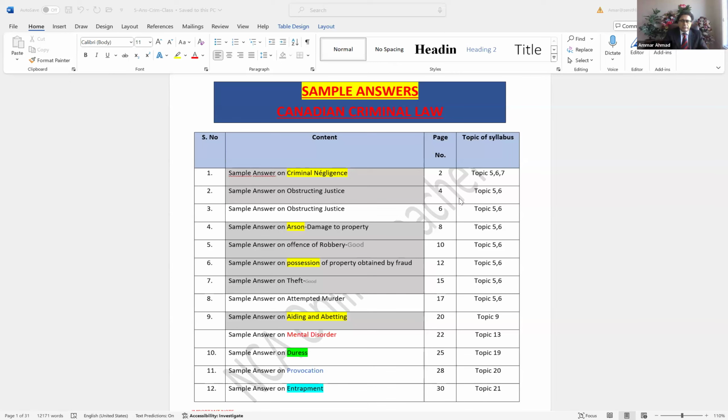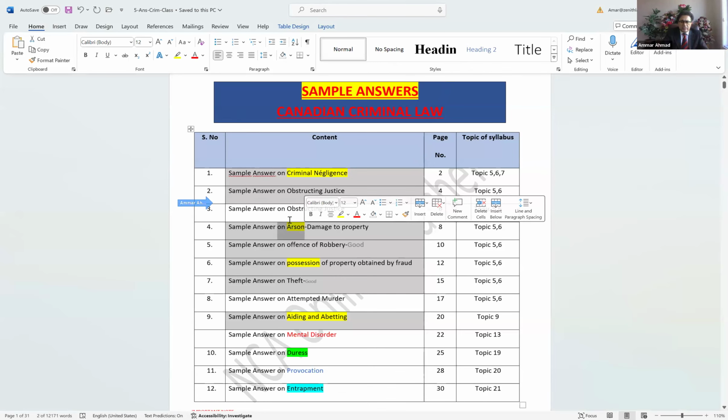So I was going to show you the sample answers to those questions as well. A few minutes before, I showed you some sample questions which we have created for educational and academic purposes only. These are the sample answers to those questions. For example, this is the sample answer on criminal negligence. This is the sample answer on obstructing justice. This is the sample answer on arson, which is one of the offenses.